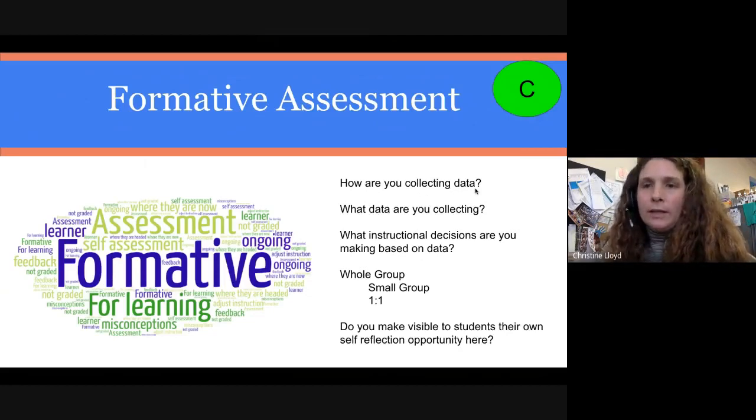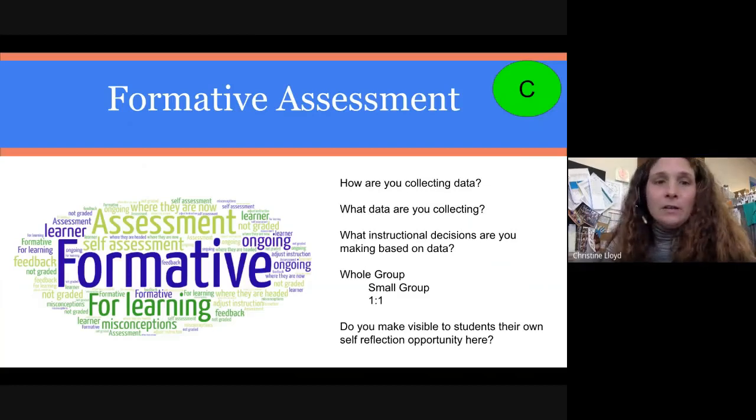How are you collecting that data? So if I'm giving a formative assessment, how am I collecting the information on how the students are doing and how they're responding? What data, what information am I collecting? And then what instructional decisions are you making based on that data? And this is really what makes something a formative assessment, is that you're going to have a next move. You're going to do something based on the information.